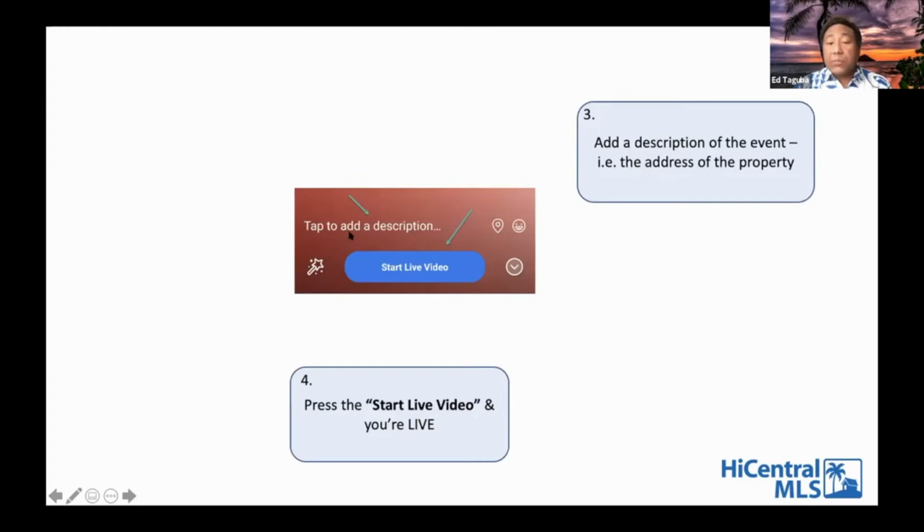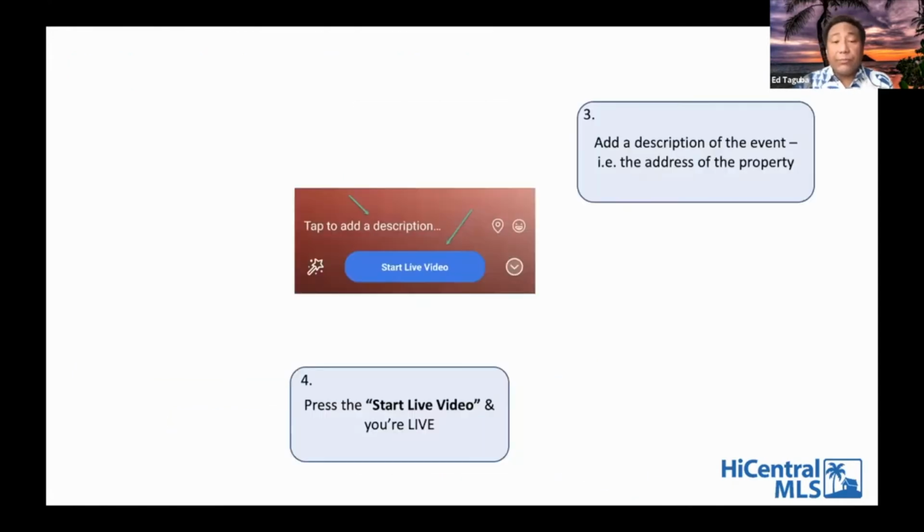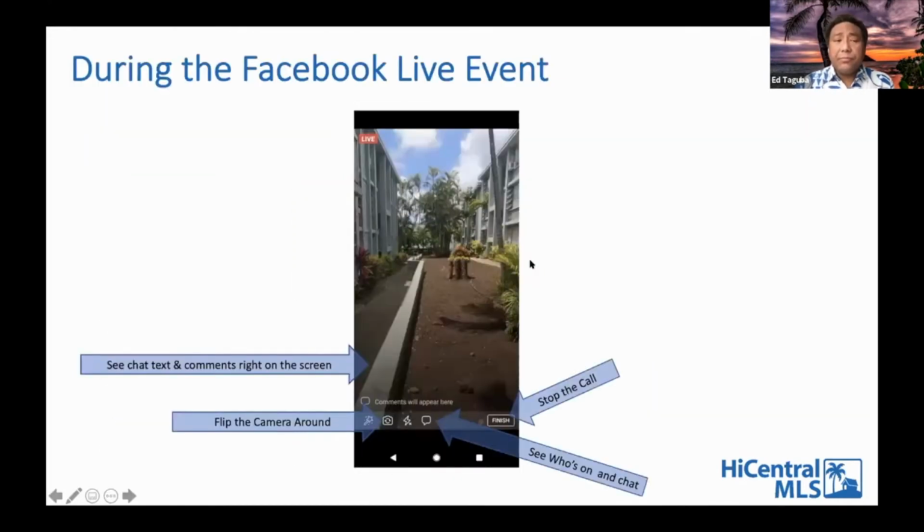You can add your description, maybe the address of the property, right? And then click on start live video. So when you do that, you're live. When you click on start live, boom, your video comes up on the top right corner.